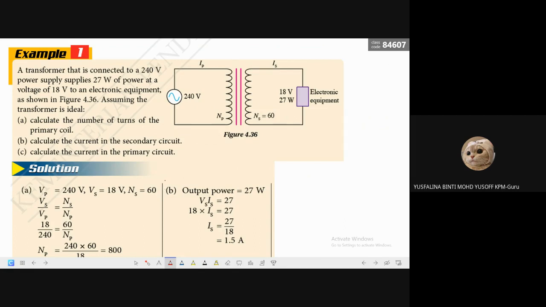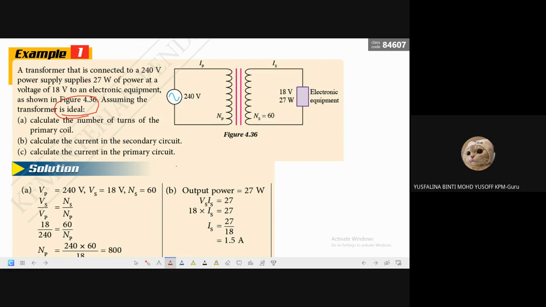So basically, you just use the formula. Remember for the power, output power, and then they say the transformer is ideal, which means 100%. Okay, VsIs equals VpIp. When they say the transformer is ideal, VsIs equals VpIp.